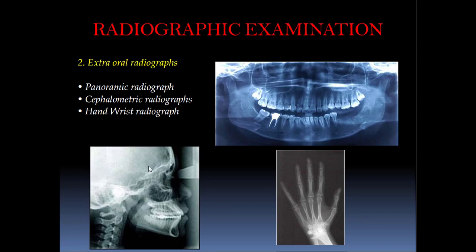Then coming to lateral cephalogram, again it is required in every case to detect which malocclusion the patient is having, whether it is a skeletal malocclusion or dental malocclusion or a combination of two. Then coming to hand wrist radiograph, this radiograph is advised in patients when we want to know how much growth is remaining in the patient, and it is one of the best tools of skeletal maturity indicator.